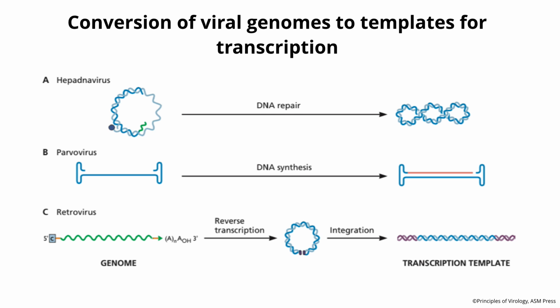Parvoviruses are mainly single-stranded. DNA-dependent RNA polymerase cannot recognize this. It has to be repaired by the host cell. You get double-stranded DNA, and that can be used to make mRNA.